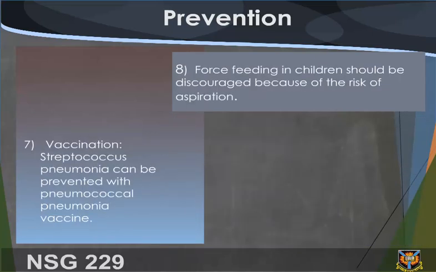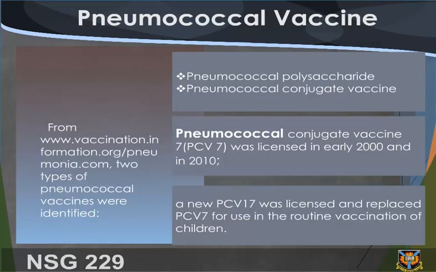7. Vaccination. Streptococcus pneumoniae can be prevented with pneumococcal pneumonia vaccine. 8. Force feeding in children should be discouraged because of the risk of aspiration.